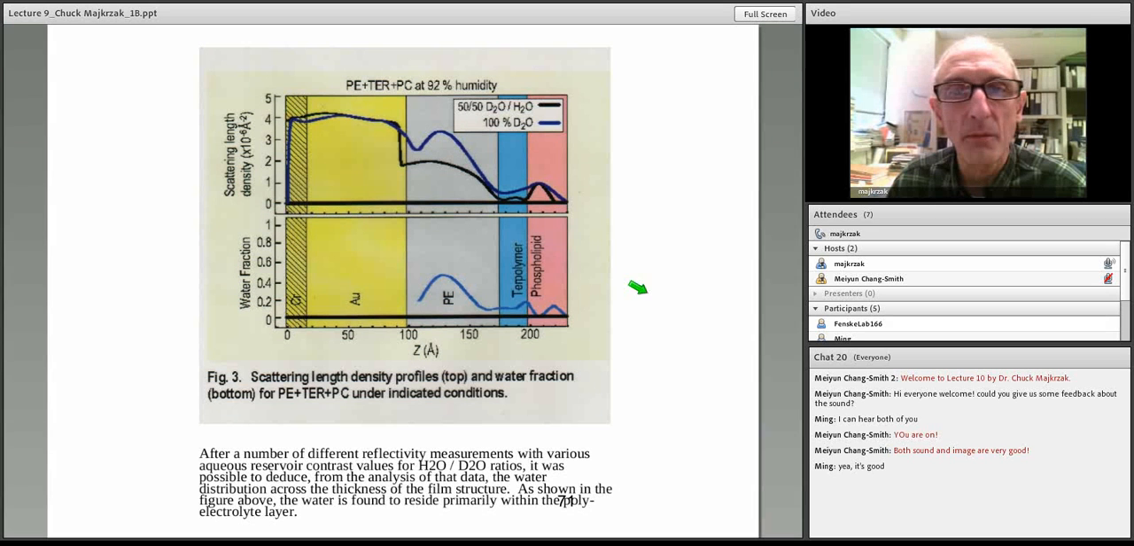This is again the normal on the horizontal axis in this plot, and it shows unequivocally that the water concentrates in the polyelectrolyte layer, up to 40%, and it sort of just is transparent, goes right through the upper two layers and finds its way down here. And this is of great use to the development of these systems.